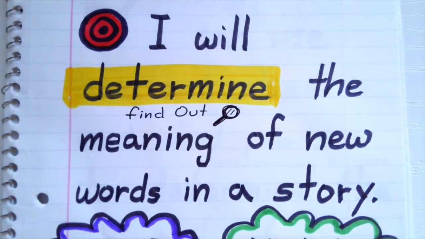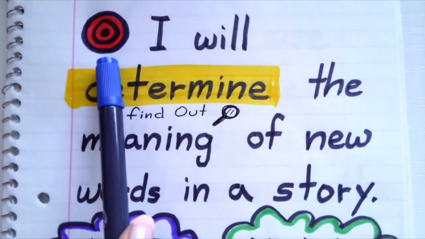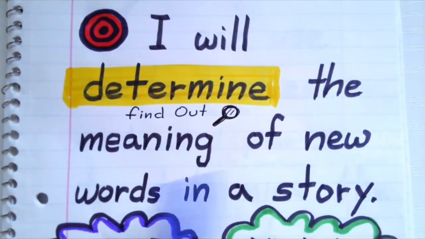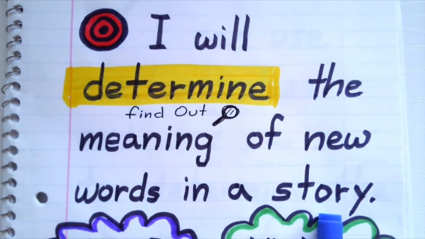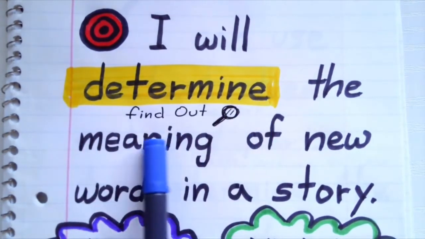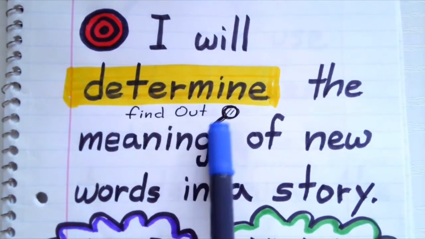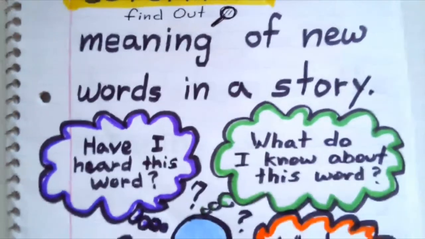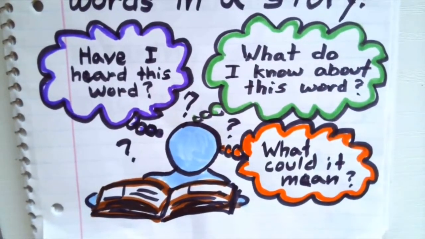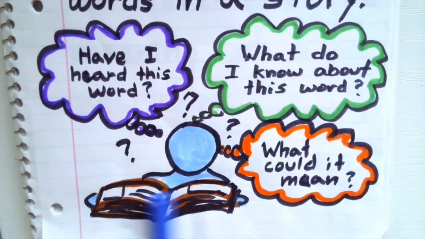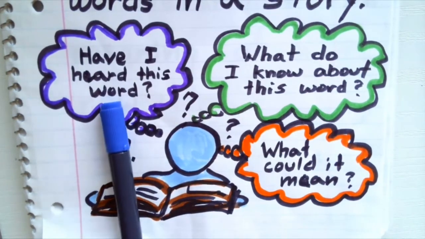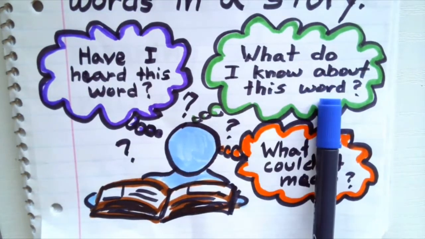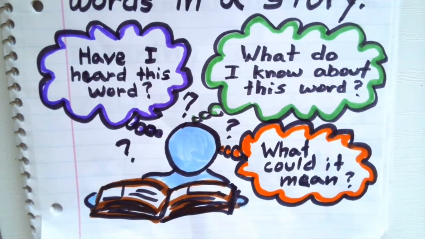Let's read the learning target together. Ready? Begin. I will determine the meaning of new words in a story. To determine something means to find out, like a detective. See my magnifying glass? This person is thinking carefully about the new word they see in the text they are reading. They're thinking things like, have I heard this word? What do I know about this word? What could it mean?